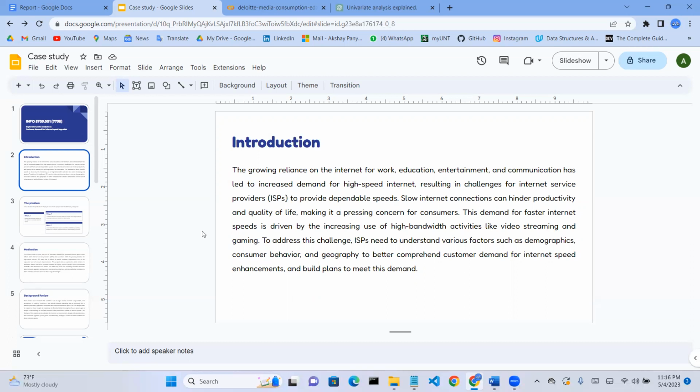Implementing new technology across the world for larger internet speeds is very expensive, and it may take a lot of time to build the infrastructure. So in order to keep the internet service providers ahead of time and the customers satisfied and loyal, this project may be helpful for them.